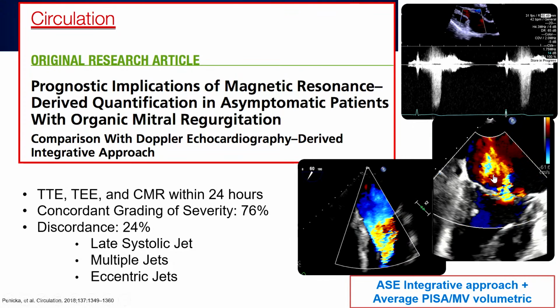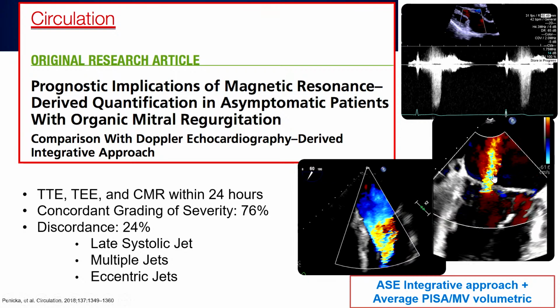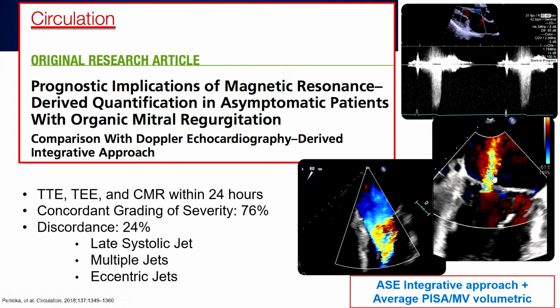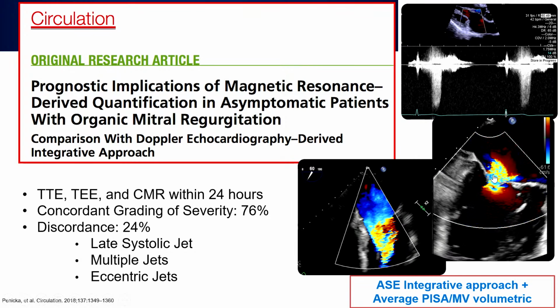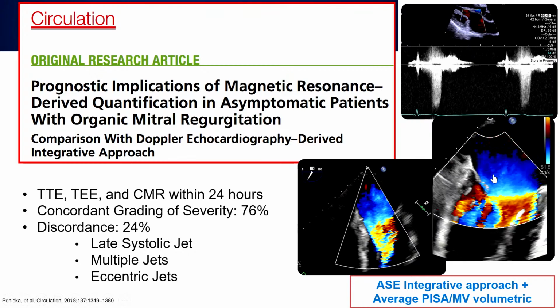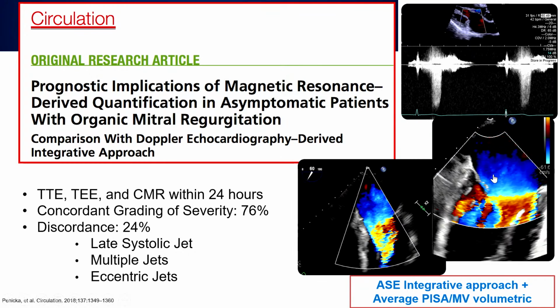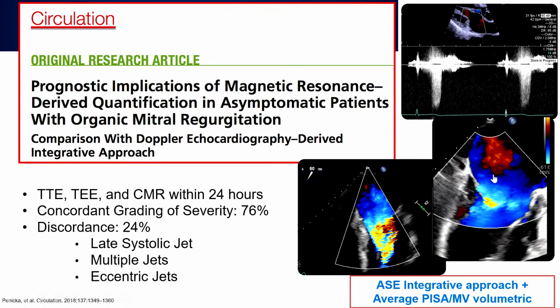Another study, also an important study in this field, is from Europe. In this one, they did TTE, TEE, and MRI all within 24 hours. The TEE was used to calculate the vena contracta width, the PISA, all these parameters, and the echo was used to calculate the other Doppler parameters and the ventricular volumes, and obviously with the MRI. And these were all moderate and severe asymptomatic patients.